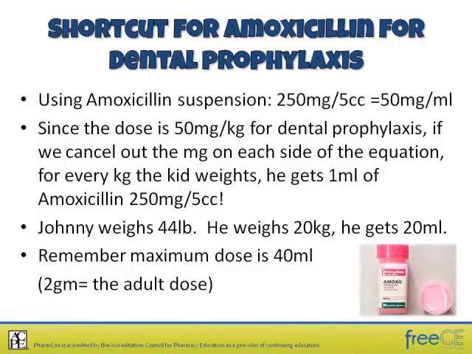That only works with the 250 for 5 strength, and it only works for dental prophylaxis, as we'll see later on. So let's say Johnny weighs 44 pounds. He needs his dental prophylaxis. We calculate his weight to be 20 kilograms. He gets 20 milliliters. And remember, the maximum dose is 40 mils or 2 grams, which is the adult dose, keeping in mind no kid is ever bigger than an adult.